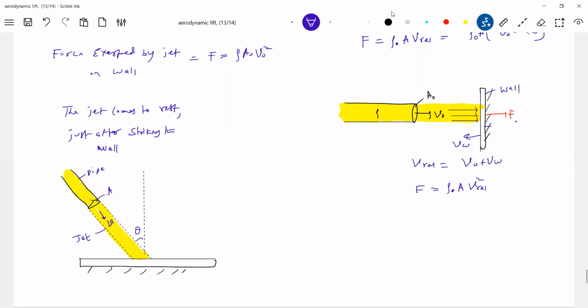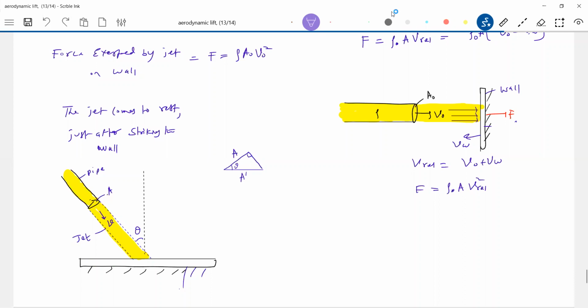I will take help of the geometry. This is area A, no? This is theta. So this should be theta. Call this say some A dash. Area of cross section of jet is A. And what happened? Area of contact of the jet with the surface.